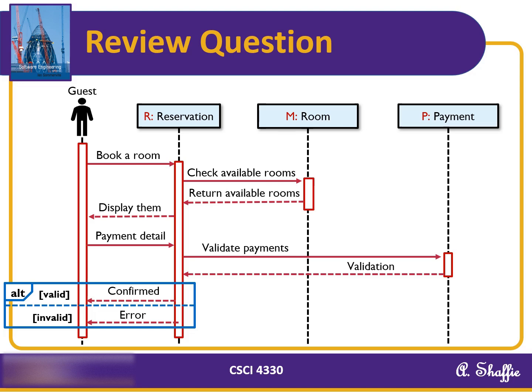This step-by-step flow provides a clear example of how different actors and objects communicate, using synchronous and return messages to complete a process. It also highlights the use of conditional paths, represented by the alt box here, which help to manage alternative outcomes within the interaction.